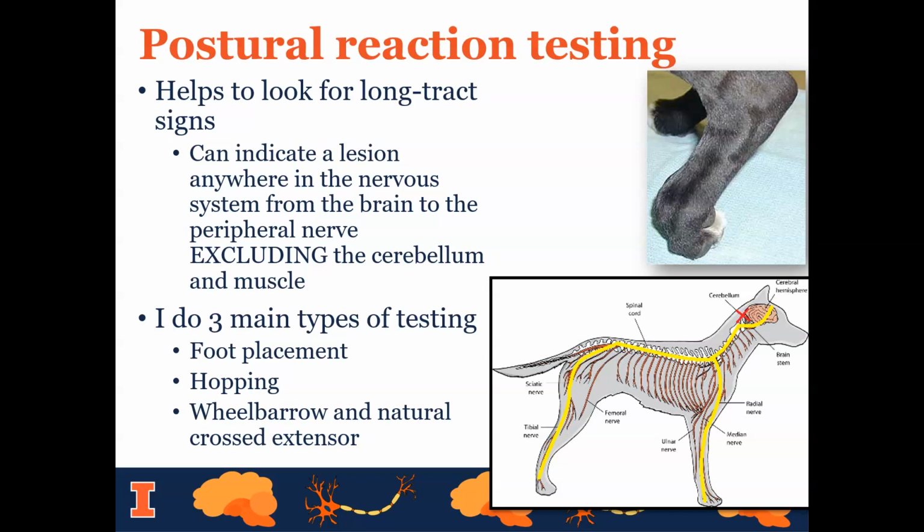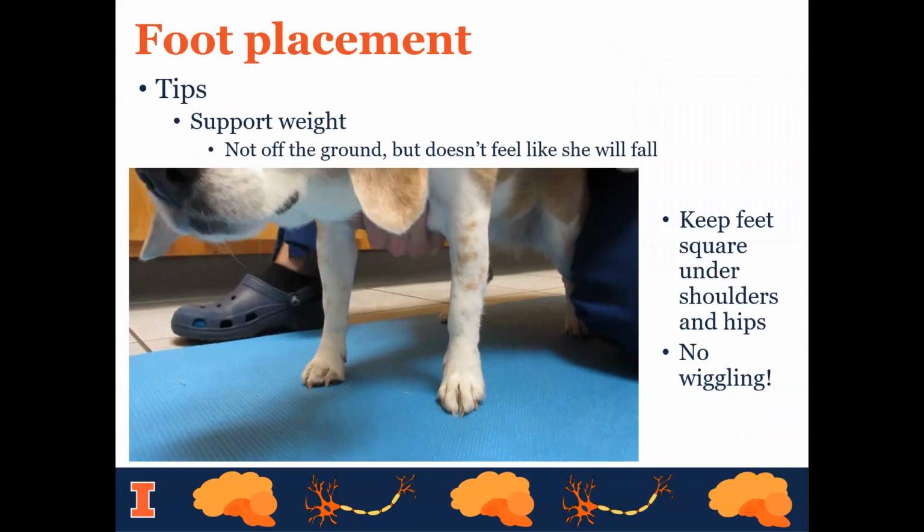So it's pretty much everywhere except for the muscle and the cerebellum. So it's very nonspecific. It just tells us that this is probably a neurologic disease if we have poor proprioception. Then we need to take the other clues from our exam to try and tell us where in the nervous system the problem is coming from. So when I'm testing proprioception, I'll do three main types. I like to do foot placing, hopping, and wheelbarrow and natural crossed extensor type stepping.